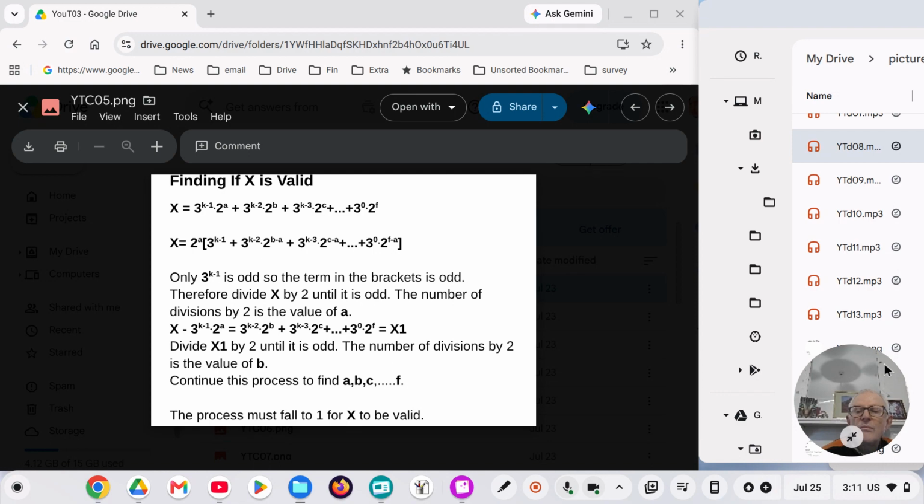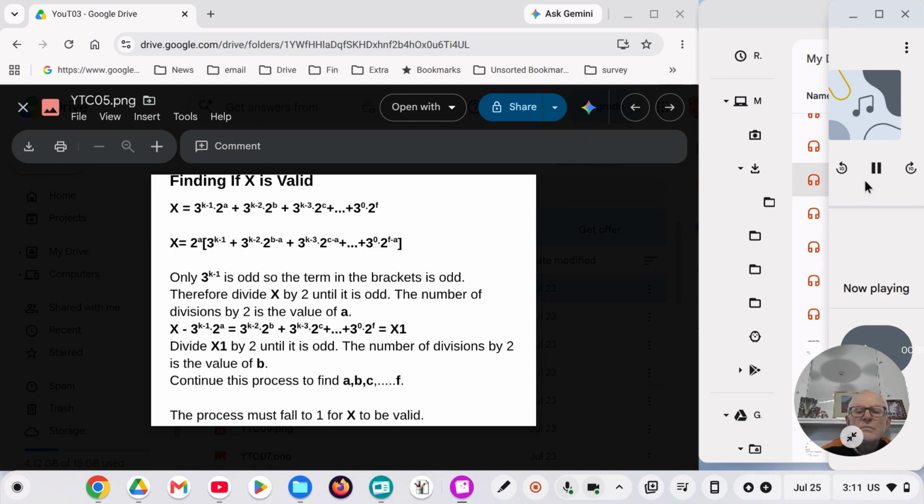Only 3 to the power of k minus 1 is odd, so the whole expression inside the brackets is odd. Everything else is even because they're all powers of 2. So keep dividing x by 2 until it is odd, and the number of times that we divide by 2 is the value of a.